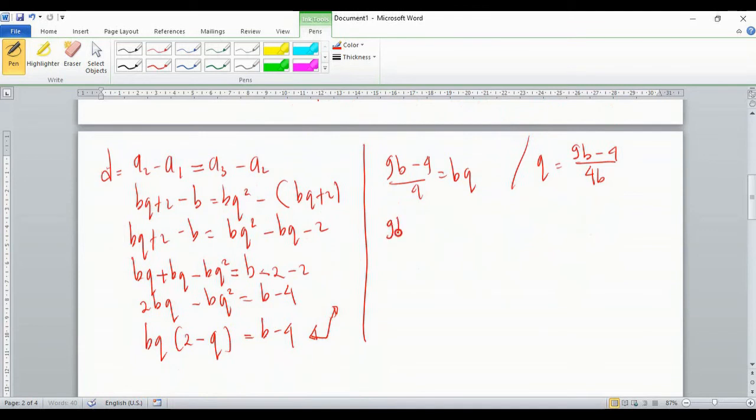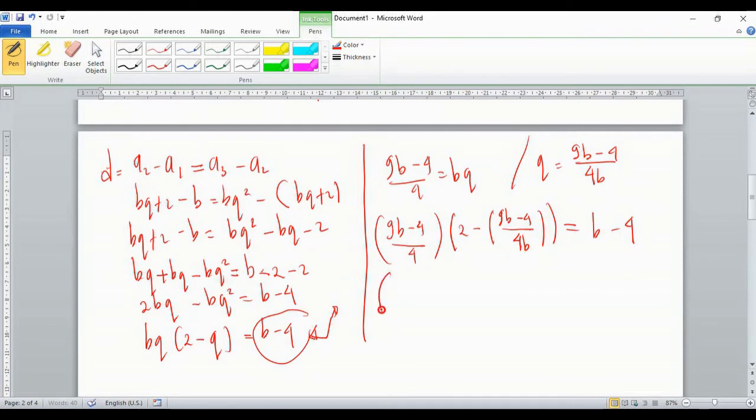Okay, 9b minus 4 over 4, close bracket, with the 2 minus k. What's the k? k is 9b minus 4 over 4b, close bracket. It's equal with, yes, b minus 4, everyone. So from here, 9b minus 4 over 4, you can make this 2 with the same denominator to be 4b. So this one is 8b minus 9b plus 4. Okay, this one b minus 4.